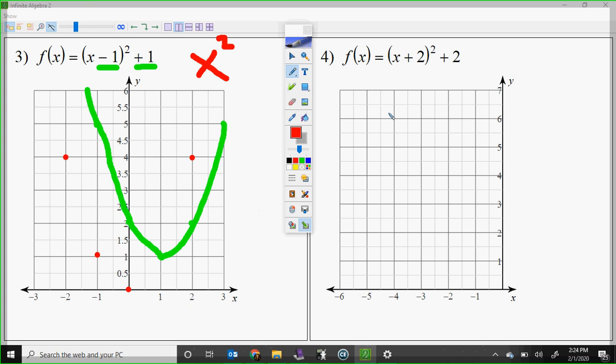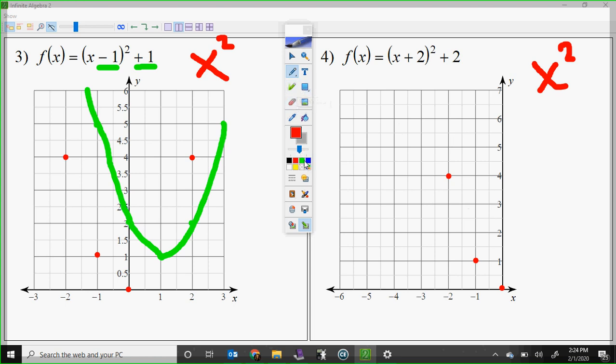On this one over here, we're going to do the same thing. I'm still going to think about what x squared would look like. Well, x squared will start at 0, 0. I don't have anything on the right side, so I'm going to go left. -1 is going to be 1. -2 is going to be 4. -3 is going to be 9, which is off my graph. Okay. Well, I'm going to use those coordinate points to come up with my new coordinate points.